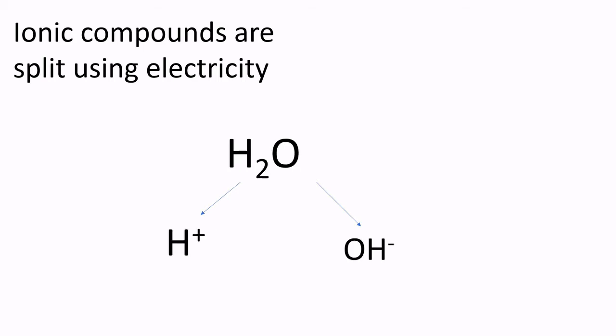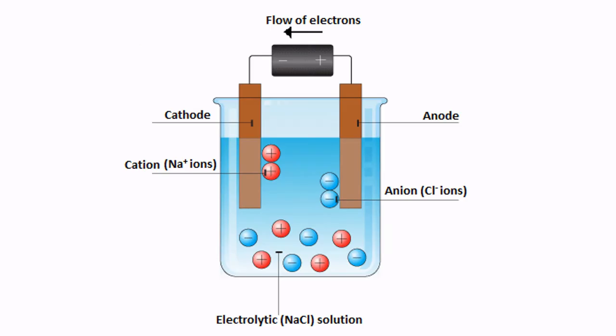Now, we're not just breaking the sodium chloride apart because this is a solution. There's water there as well. And when you break a water molecule apart, you get an H+ and an OH- hydroxide. So those are the ions floating around in the solution.